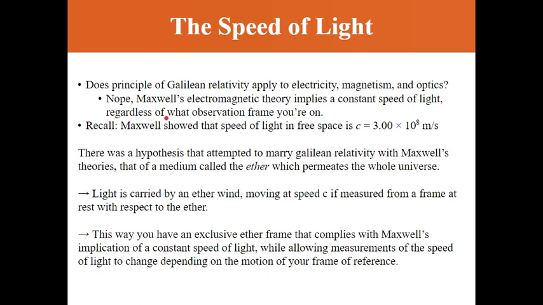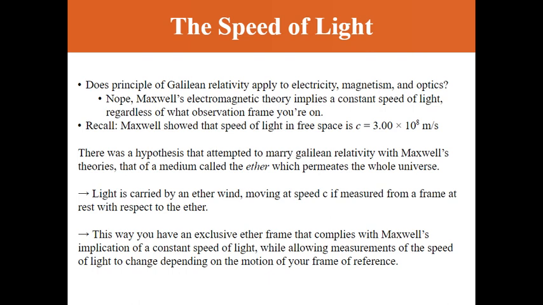Okay. So here's the thing. We're coming up to the end of the 19th century, and Maxwell did an amazing job by consolidating electricity and magnetism with his 4 famous formulas. However, part of his theory implies, or at least requires, there to be a constant speed of light, regardless of what inertial frame you're on.